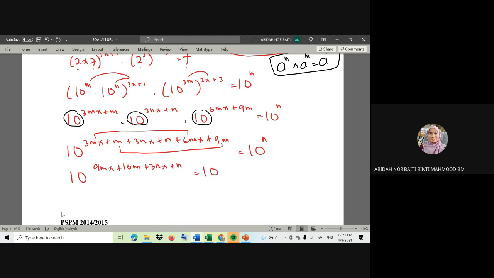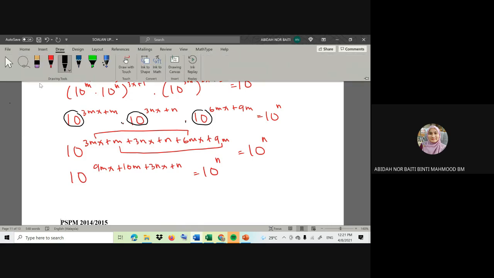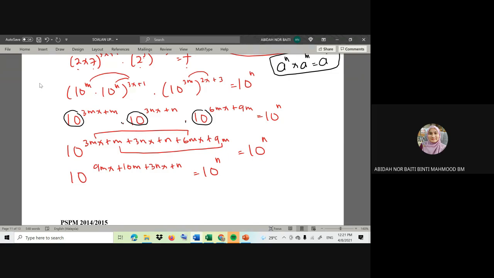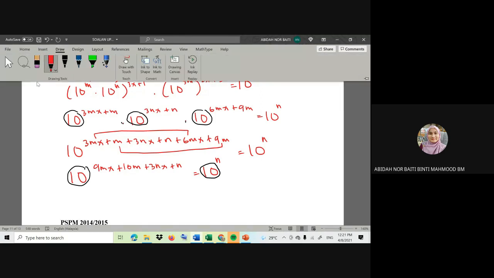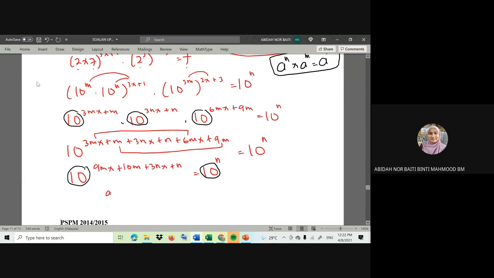Okay, salin saja. Okay, sekarang ni apa yang kamu nampak lagi? Boleh compare kan? Yes, compare kan madam. We have single base both sides. Satu base belah kiri, satu base belah kanan. Base yang sama. Therefore, we can compare its power.